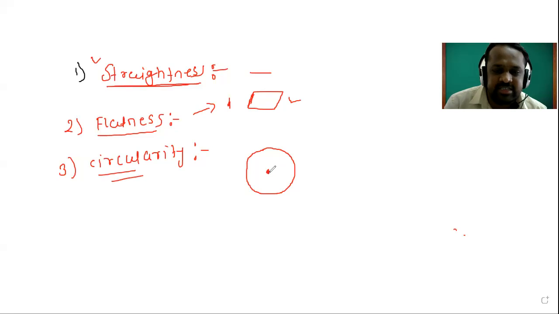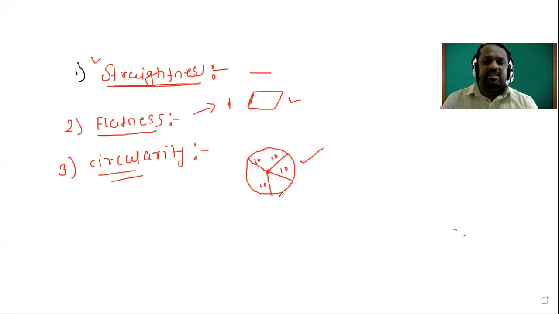Suppose this is the center point, and I have checked the radius in all the directions. Suppose I have checked this radius, again this radius, again this radius, also this radius. If the radius in all the directions is the same, from this center point, suppose this is 10, this is 10, this is 10, then we can call it having good circularity.